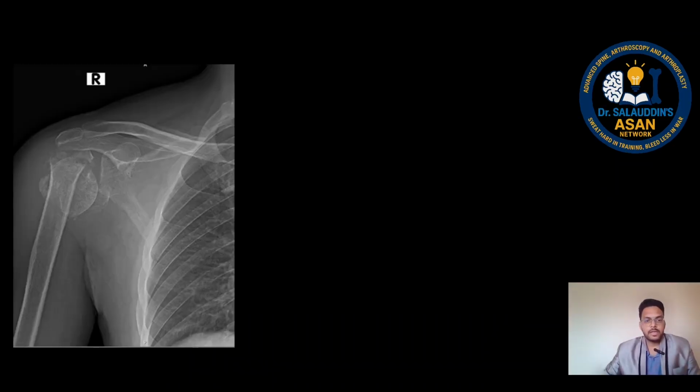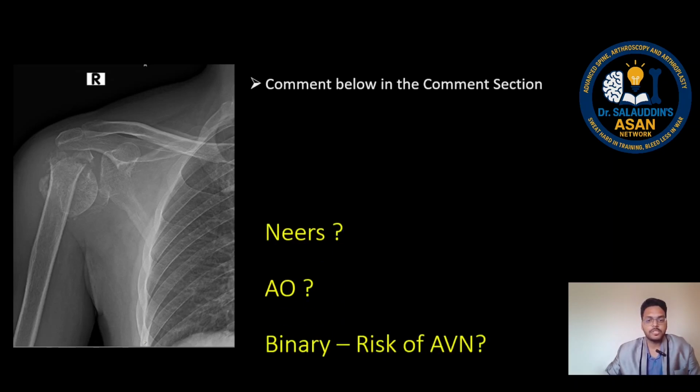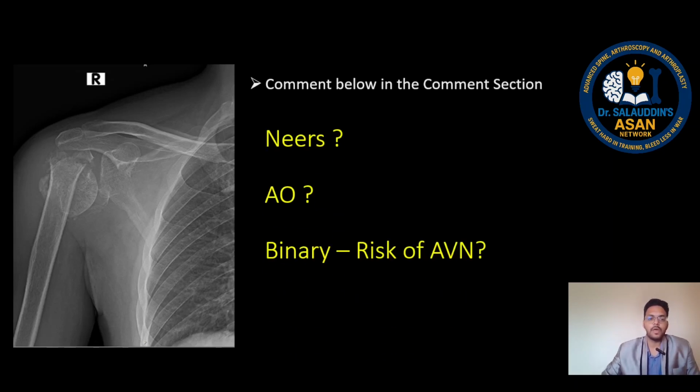This is another clinical X-ray. So comment in the comment section below which type of Neer's is it, which type of AO classification comes it, and how much is the risk of AVN according to the binary classification.